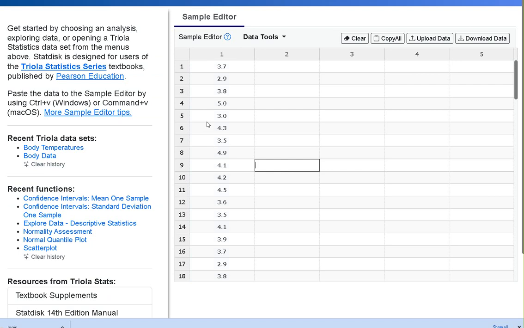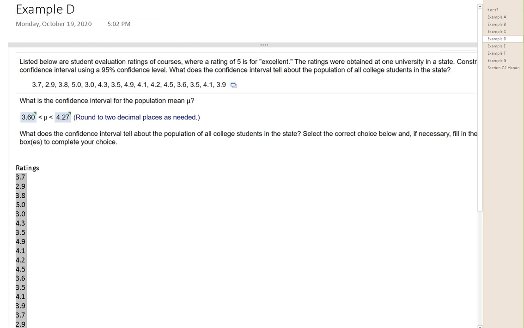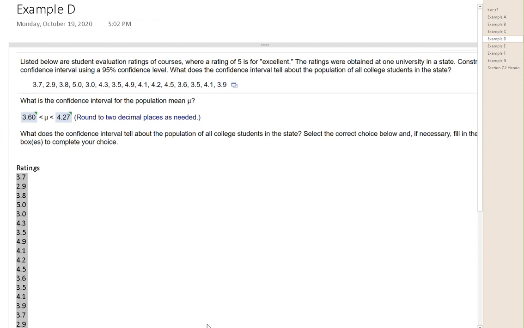While you're working on that, let's acquaint ourselves with problem D. Listed below are student evaluation ratings of courses where a rating of 5 is excellent. The ratings were obtained for a university in some unknown state. Construct a confidence interval using a 95% confidence level. What does the confidence interval tell you about the population of all college students in the state?